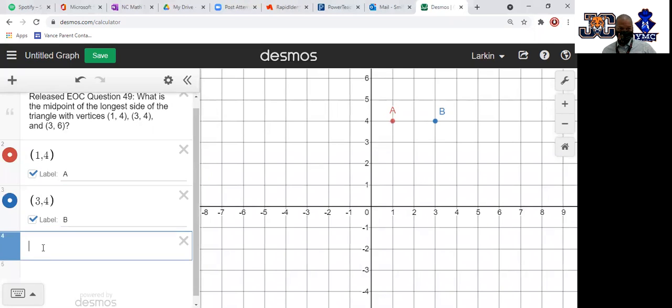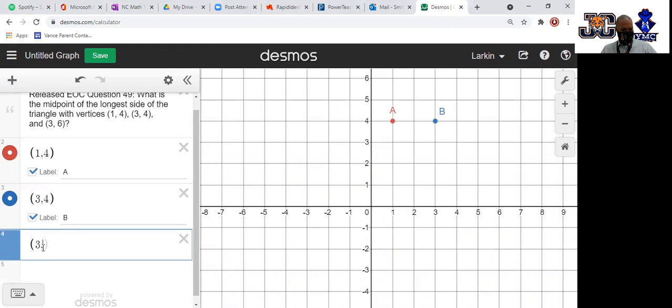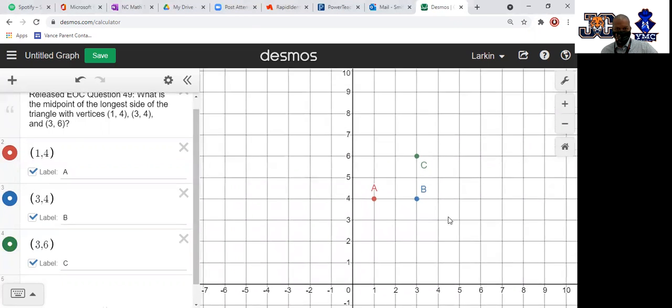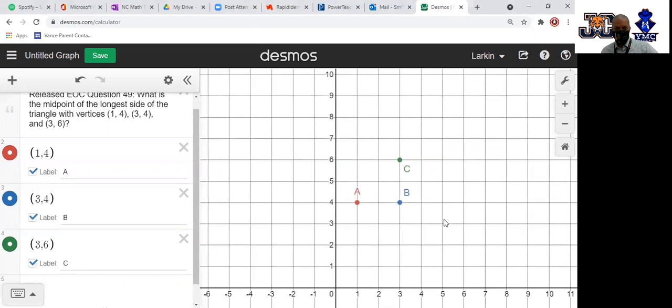The last point they give us is (3, 6). I'm going to label that C. So here's our triangle A, B, and C. I have (1, 4), I have (3, 4), and I have (3, 6). I'm just going to drag this over so I can see it a little bit better.